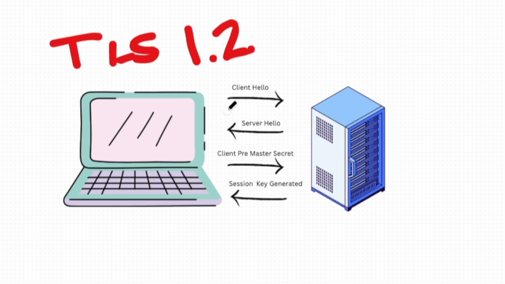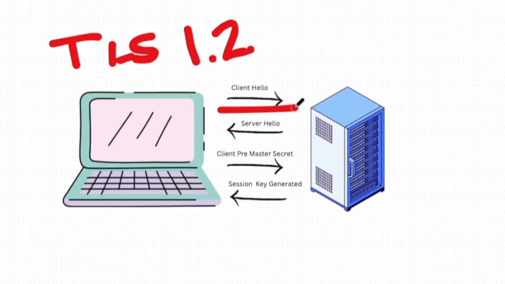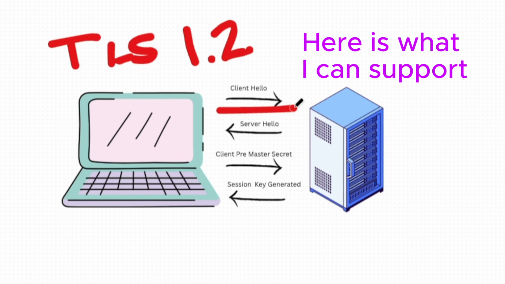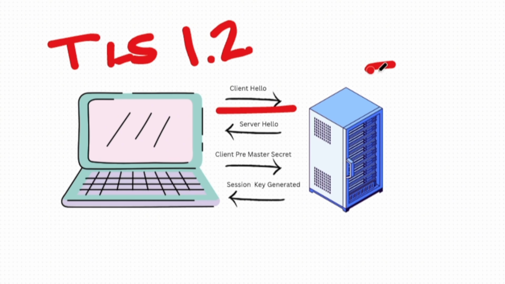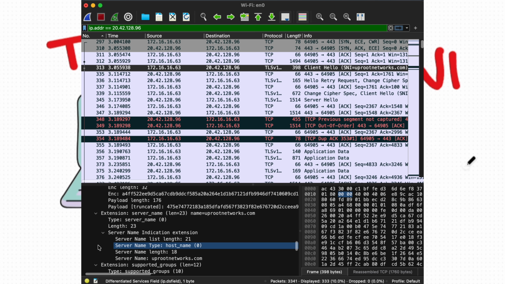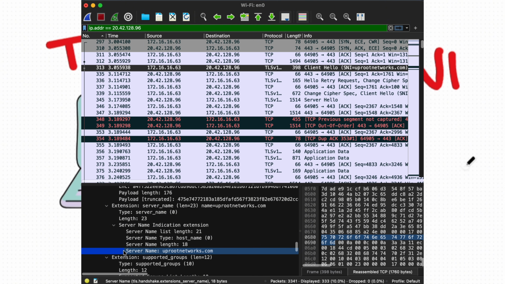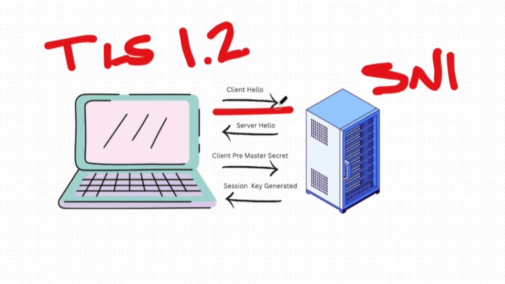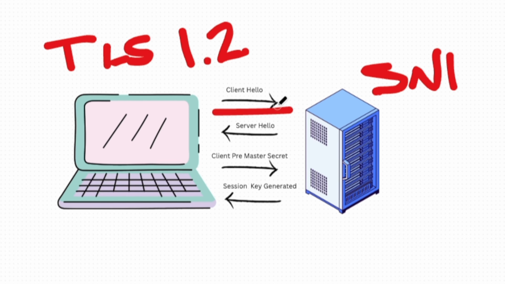So the first thing that happens here is the client sends a ClientHello message towards the server. It says, hi, I want to talk securely. Here's the encryption methods that I support. In addition, here's the SNI, or server name indicator, that I'm looking for. In this case, our SNI is uprootnetworks.com. This is sent in plain text because at this point we have not formed this encrypted relationship. That comes after the TLS handshake completes.